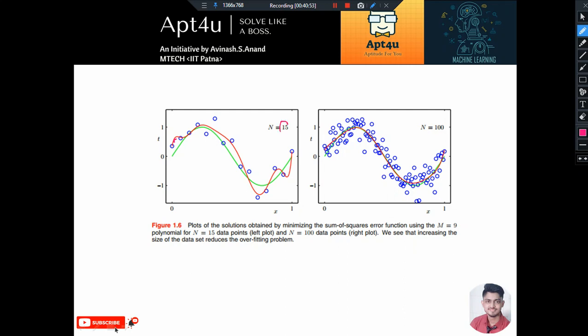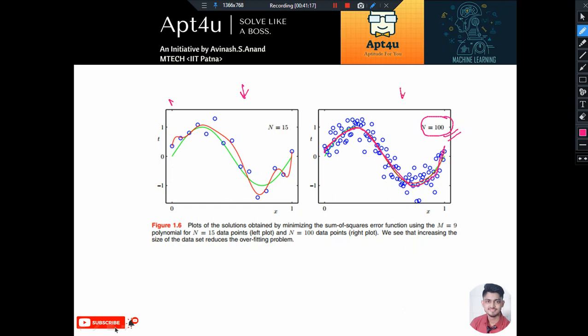But if you increase from n equal to 15 to n equal to 100, if you have more training data points, you can see a shocking result: the red curve, which means the pattern the machine comes up with, is very close to the green curve. That means the machine is actually learning the pattern when we have more points in the training data set, isn't it? The graph itself is evident of the fact.